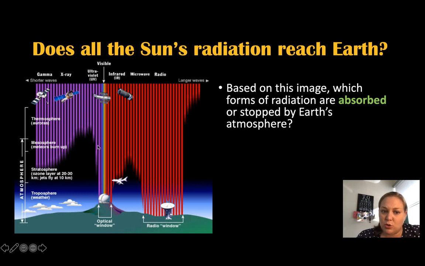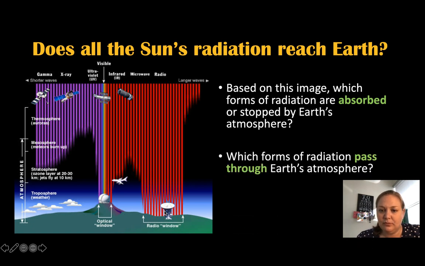But look how much worse it could be. Visible light does come all the way down. Infrared does come all the way down. That's why you can feel the heat of the sun on your face on a hot day. Most microwaves are blocked, but most radio waves are transmitted. So I just kind of answered that, which pass through.